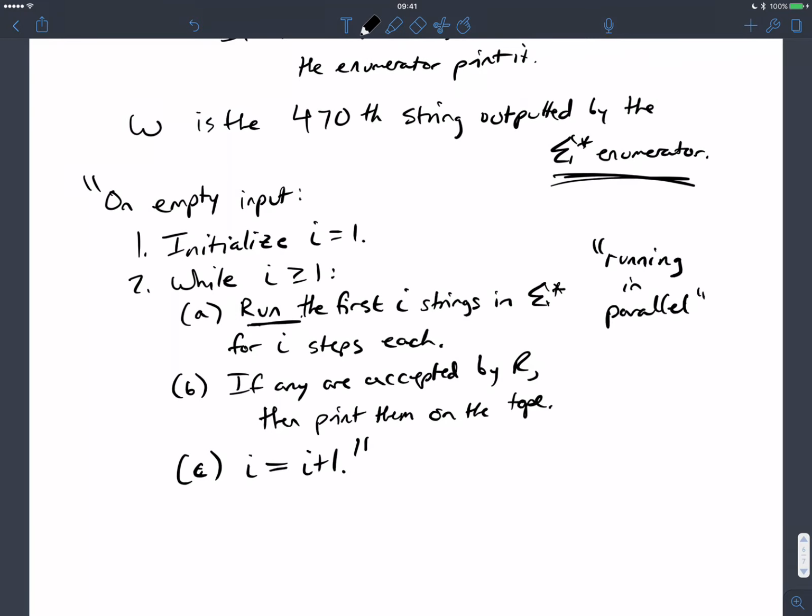So we were able to convert a recognizer into an enumerator just by trying some number of strings for that many steps each, then keep going, keep going, keep going, and we were able to see that we actually print out the strings we need to print out.